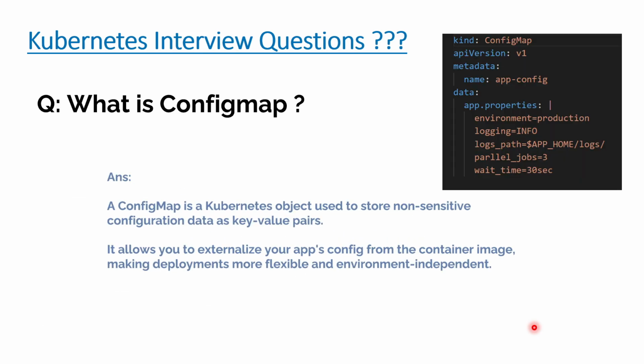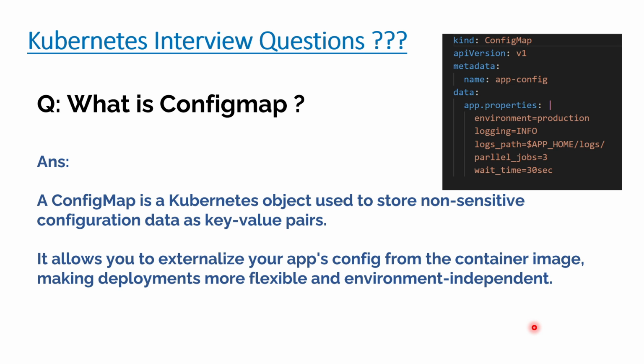What is a ConfigMap? Simple. A ConfigMap is something similar to a Secret, but it stores non-sensitive configurations such as key-value pairs. It allows you to externalize your application config from the container image so that the deployment is more flexible and environment independent. A popular question is coming.